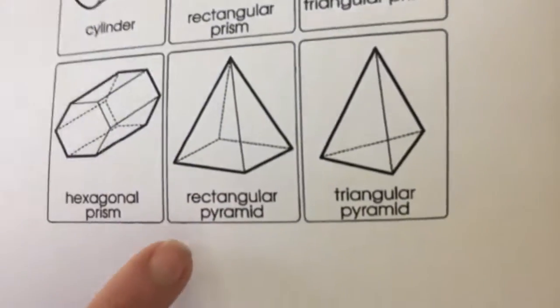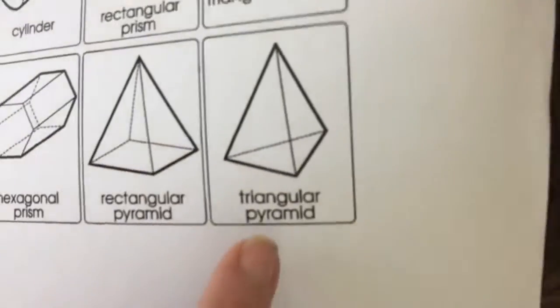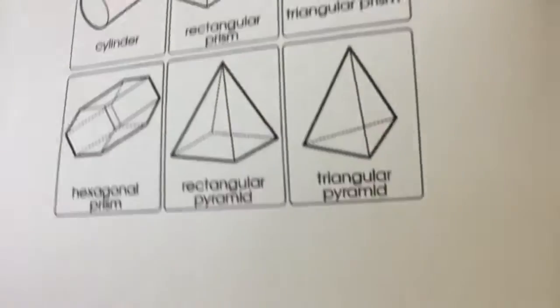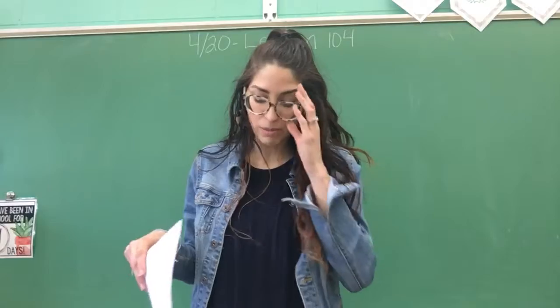We have the rectangular pyramid on the bottom. See the rectangle? And then we have a triangular pyramid. Triangular bottom. Okay. So those are some geometric shapes that you'll need to know.